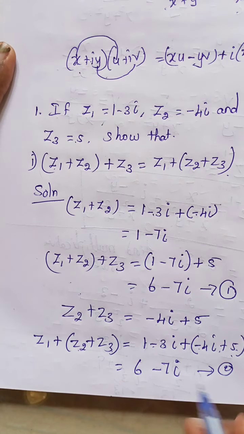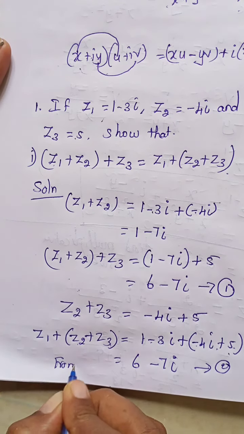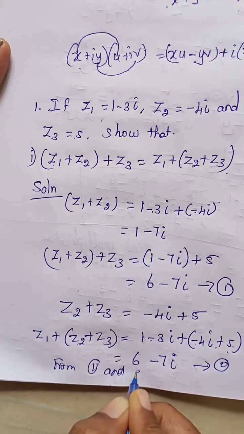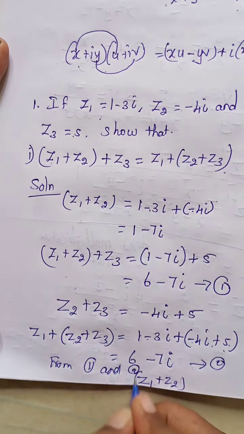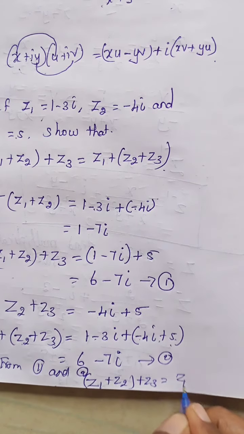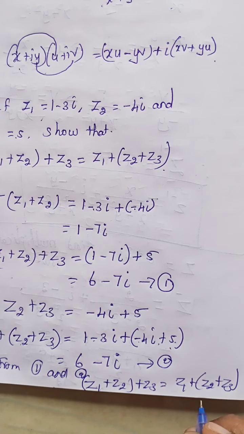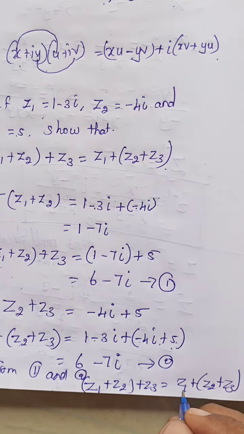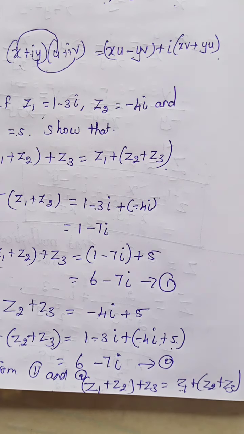Both 1 and 2 are equal. So from equations 1 and 2 we can write (Z1 plus Z2) plus Z3 is equal to Z1 plus (Z2 plus Z3). Simple only, isn't it? Now the second subdivision is the associative law for multiplication.